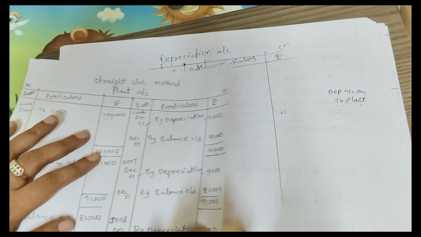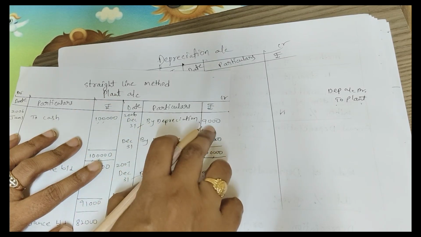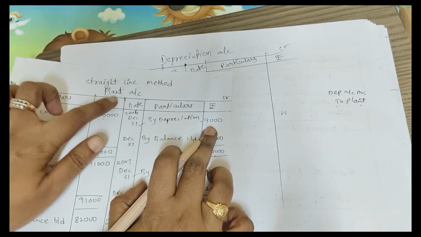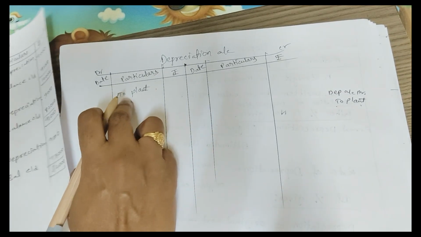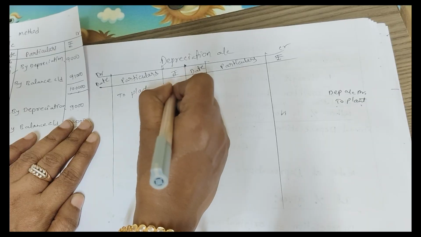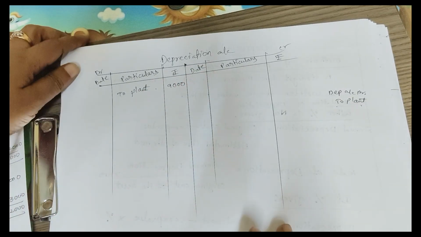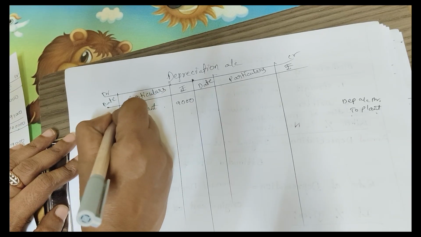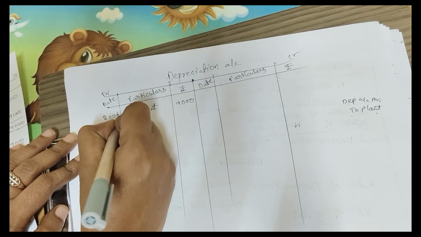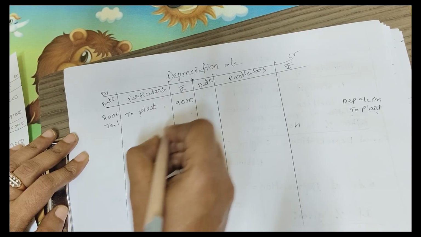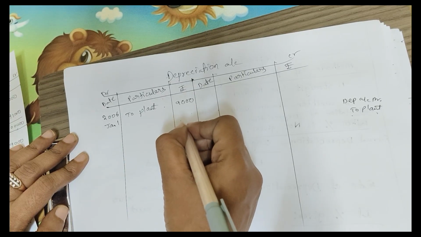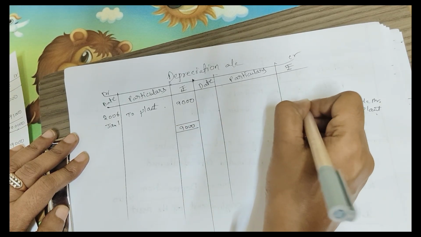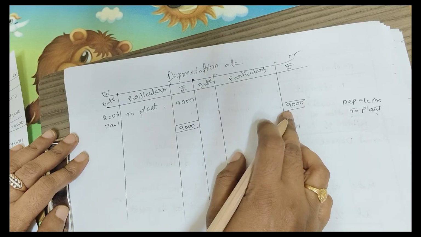See here. For the first year, depreciation 9,000. If you are preparing depreciation account, you need to write plant, the opposite aspect you need to write. So already we wrote here to plant. What is the value? 9,000. What is the date? 2006 January 1st. So after providing depreciation, do balance 9,000. Here also 9,000 because there is no credit side amount.